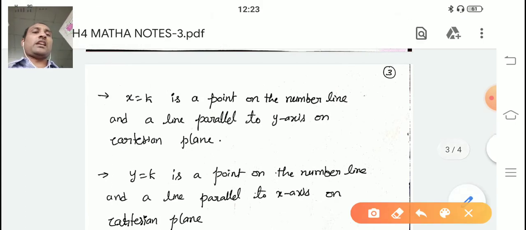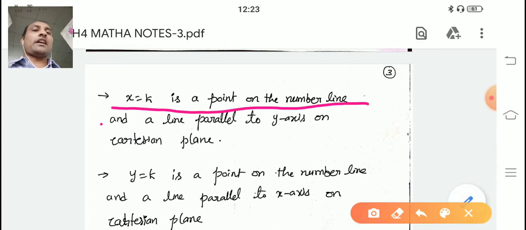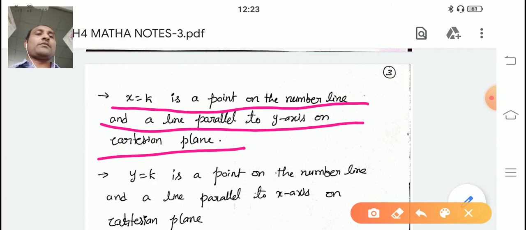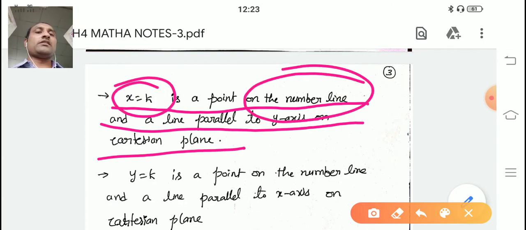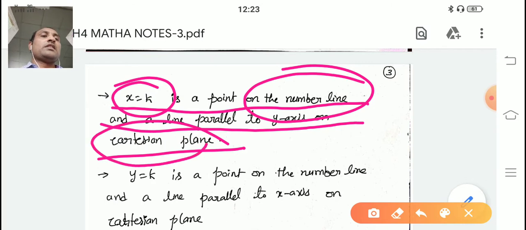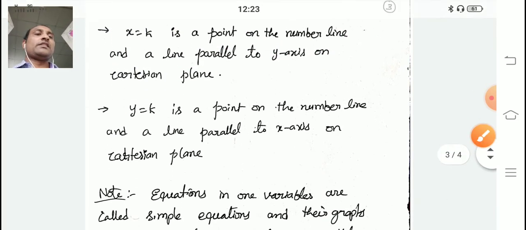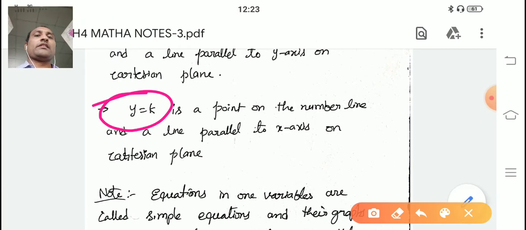X is equal to k is a point on the number line and a line parallel to the y axis on the Cartesian plane. So in one variable, it is a point on the number line; in two variables, it is a line parallel to the y axis. Similarly, y is equal to k is a point on the number line and a line parallel to the x axis on the Cartesian plane.